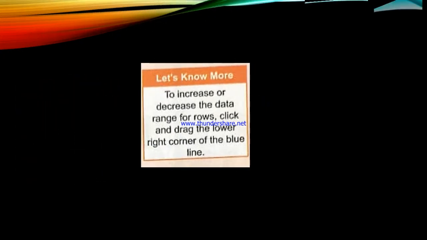Next, to increase or decrease the data range for rows, click and drag the lower right corner of the blue line. That means you need to drag the border of the table to increase or decrease it.